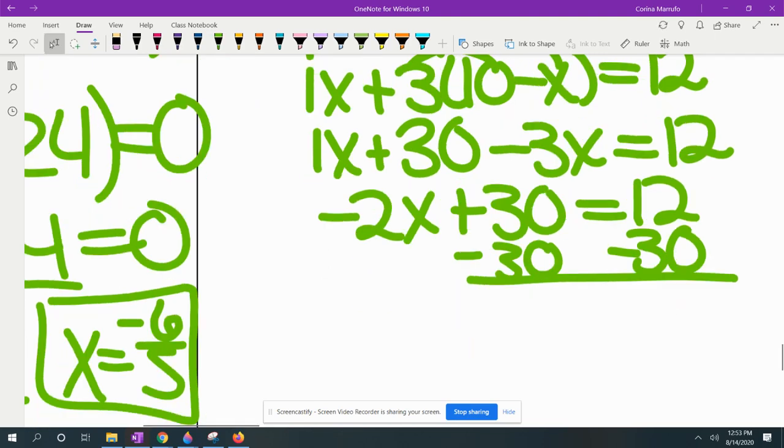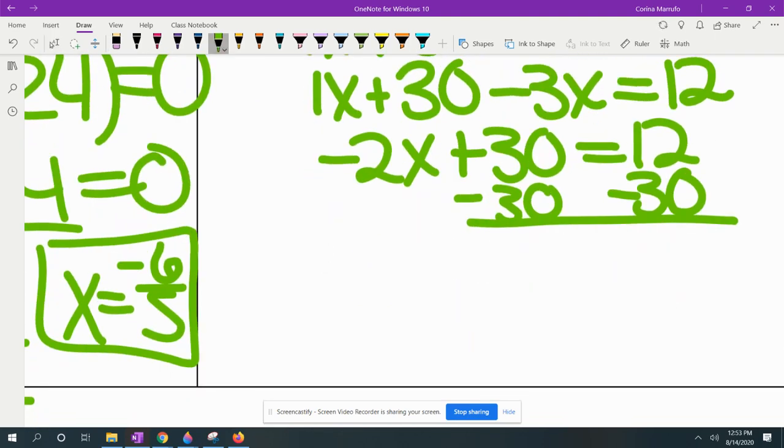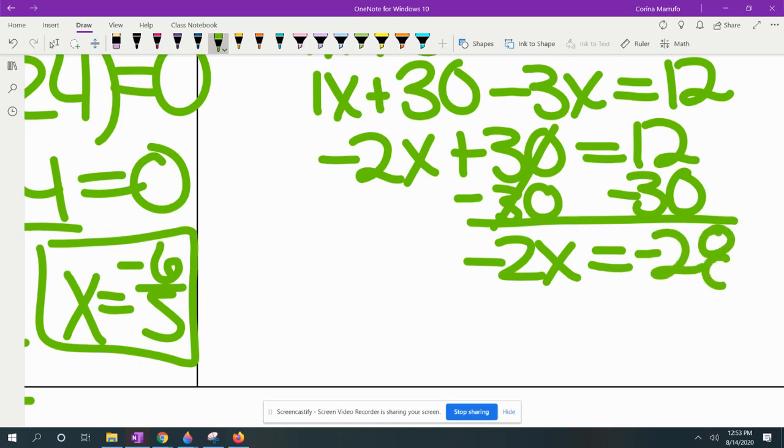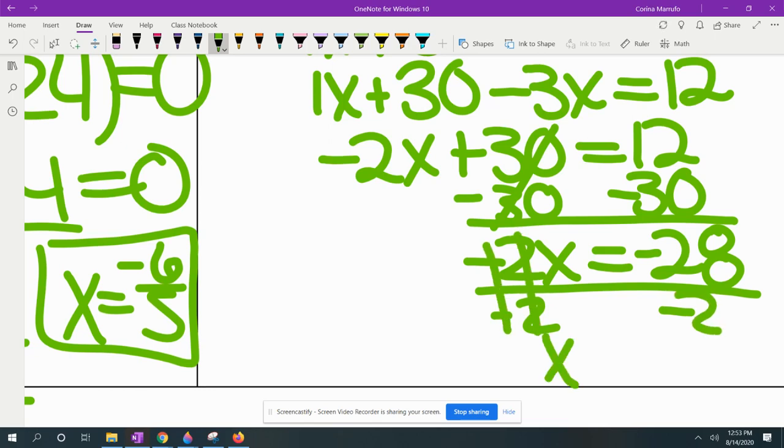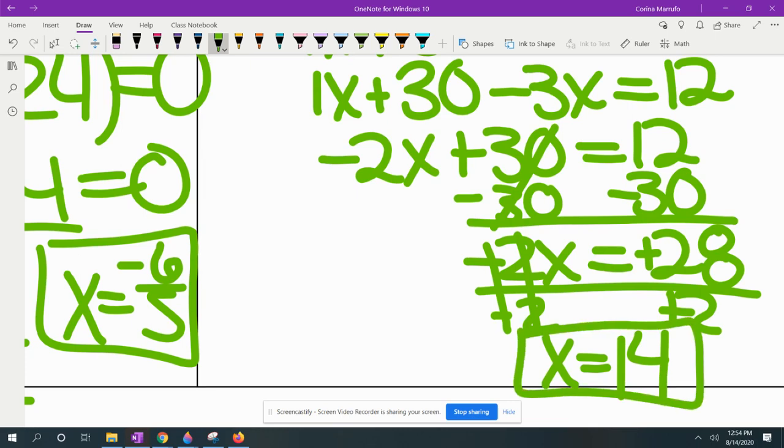And then from there, we get negative 2x equals, these 30's cancel out, so 12 minus 30 is negative 28. We divide both sides by negative 2. The 2's cancel out, the negatives cancel out. We're left with x equals negative 28 divided by negative 2. The 2 negatives make a positive, and 28 divided by 2 gives us 14. So that would be our final answer for that one. That's it.